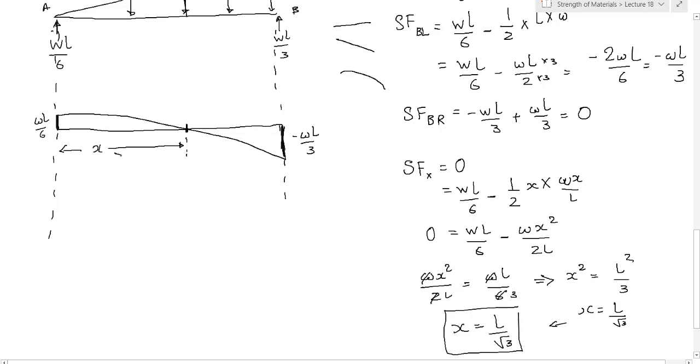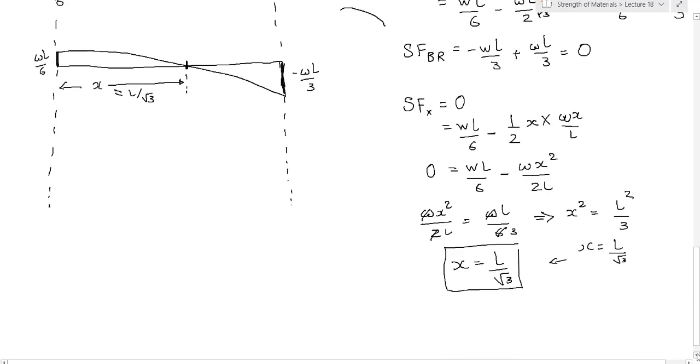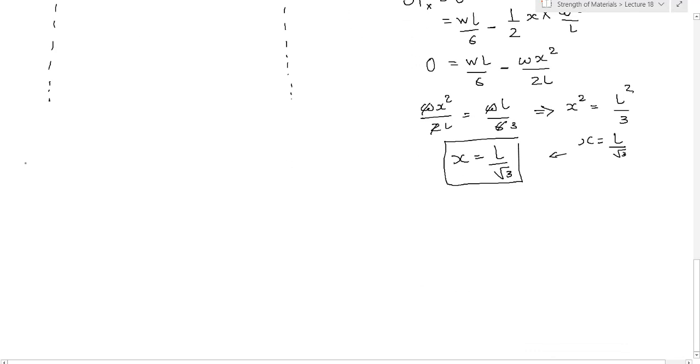So this point is equal to L by root 3. Okay. Now, similar to this, we can do bending moment calculations also. What will be the bending moment calculations? See, because there is no moment, we just have to find out bending moment at A and bending moment at B. So bending moment at A will be 0. What will be bending moment at B?